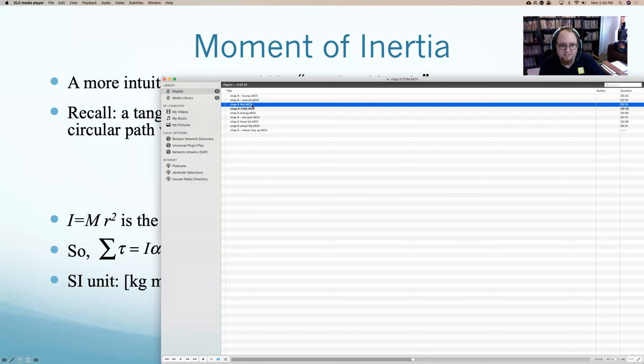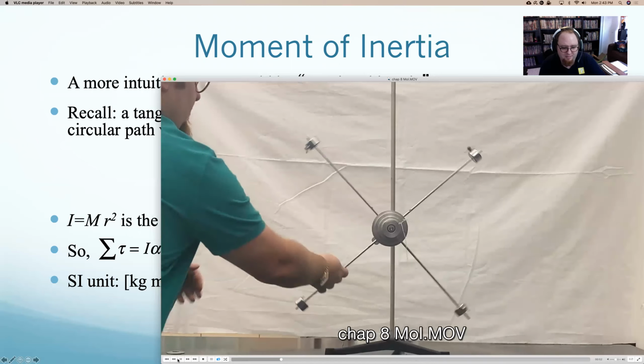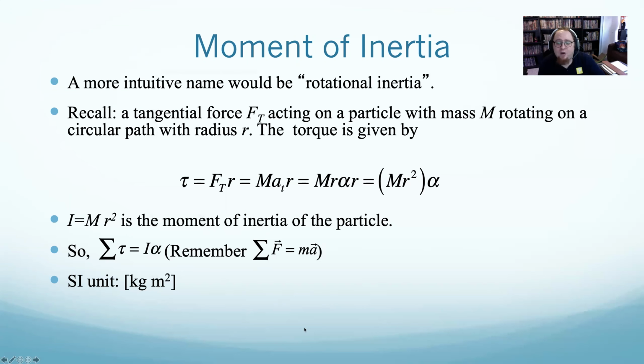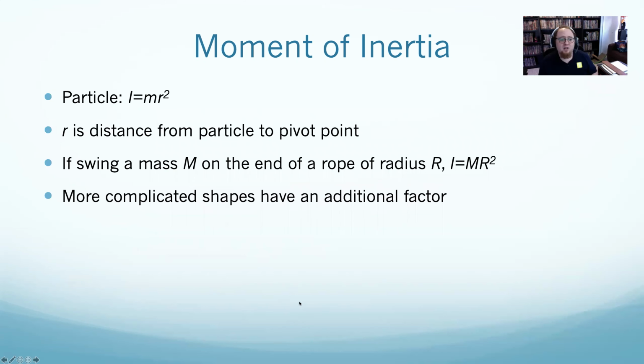And it's just going to say how easily something can spin. Now, for a particle, for a point mass, we can say the moment of inertia is mr squared. Well, m will be how much it weighs, and r is its distance from the pivot point. For example, if I just take this guy and start spinning it around, I can say the moment of inertia is the mass here times this distance squared, because it's basically just a solid mass at the end of a rope, and the rope weighs basically nothing. If you swing a mass m at the end of a rope, I is mr squared.